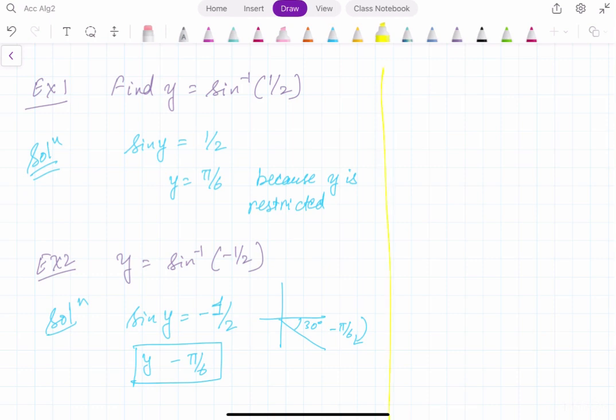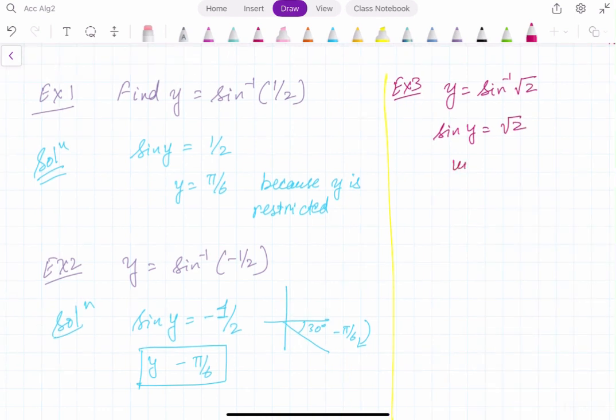Let's take a few more examples. Now we have y is equal to sine inverse of radical 2. Ask yourself, at what angle y will the value of sine be radical 2? It is undefined, because radical 2 is 1.414, and on the unit circle we cannot have any value more than 1, so it is automatically undefined.